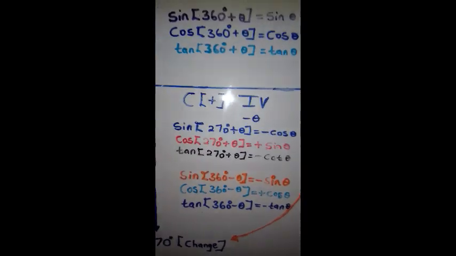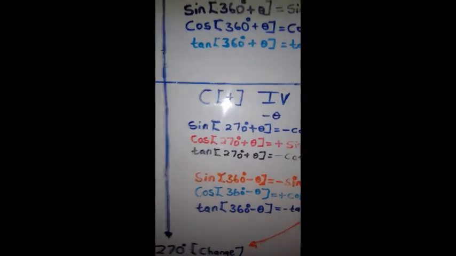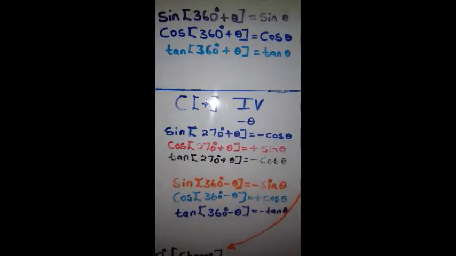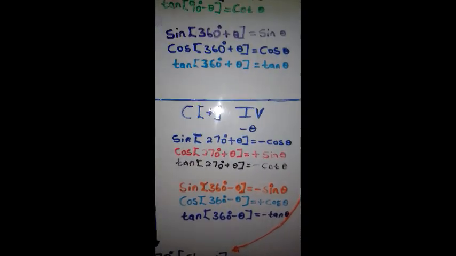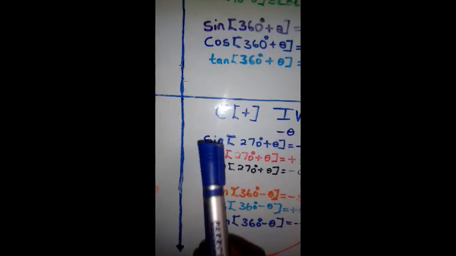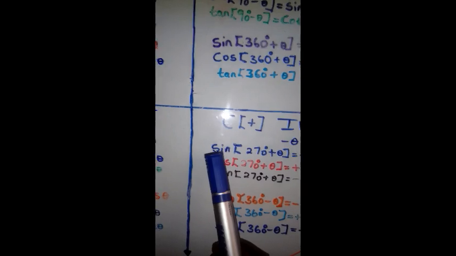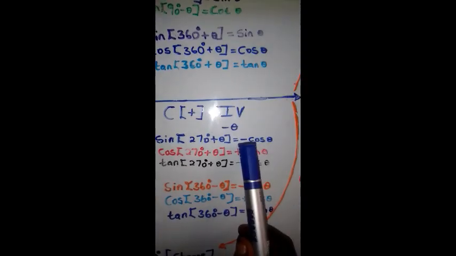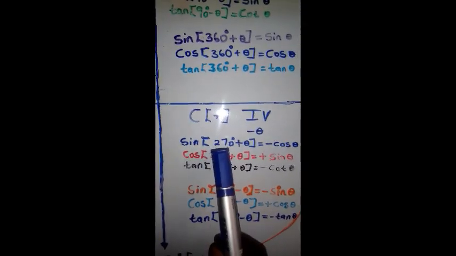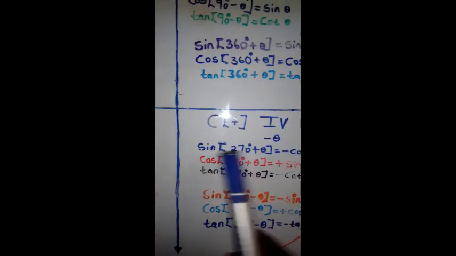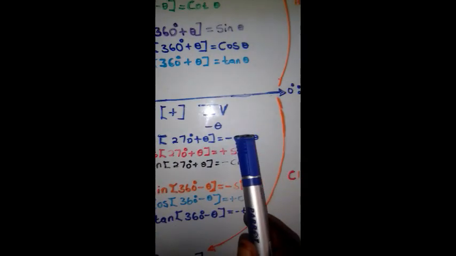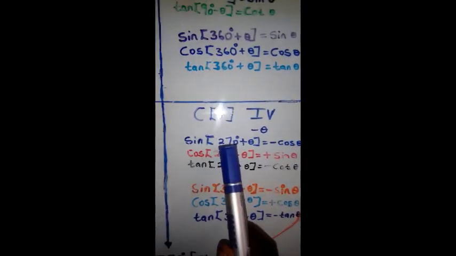Now let's go to the last quadrant, which is the fourth quadrant. Theta is negative on the fourth quadrant and positive on the first quadrant. So sine of 270 degrees plus theta, sine is what on the fourth quadrant? It is negative, so it's going to be negative. 270 still means what? It means change, so it's going to be negative because it was sine. It's going to be negative cos theta because the trig has to change.